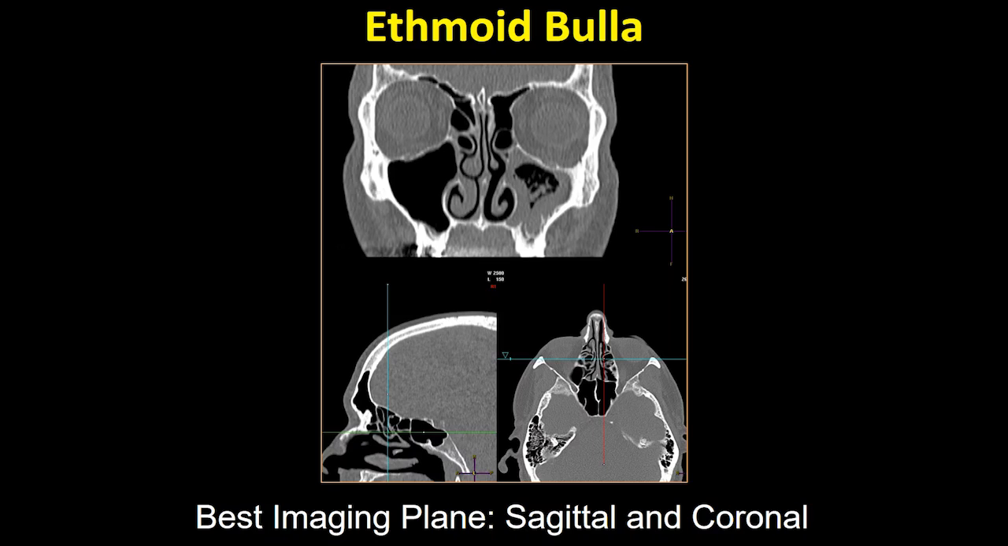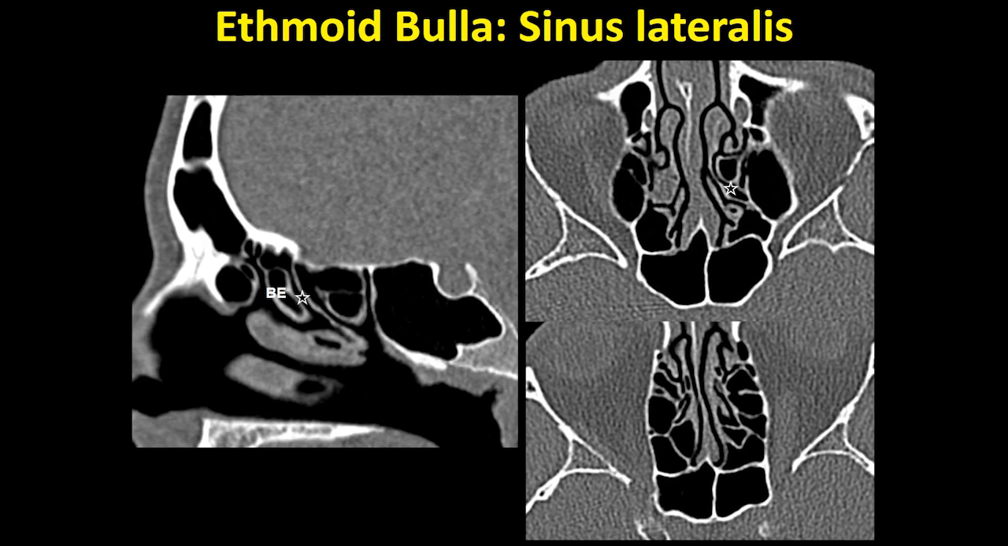Best imaging plane is coronal and sagittal. It is bounded by the lamina papyracea laterally, and by the middle meatus and the hiatus semilunaris medially and inferiorly, and the bulla ethmoidalis opens into the middle meatus. The sinus lateralis, or the retrobullar recess, is bordered superiorly by the floor of the anterior cranial fossa and opens into the middle meatus.